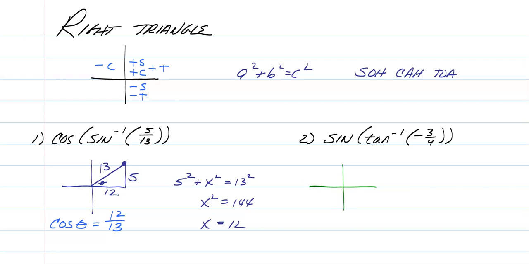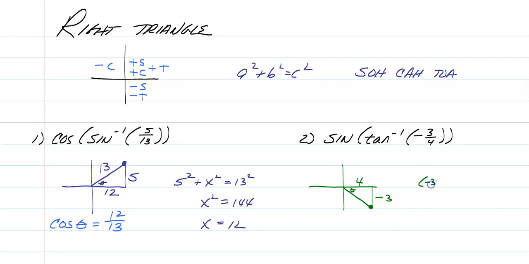Tangent is negative in quadrant 4, which means we're going to draw it down there. Our theta is always here. Tangent is opposite over adjacent, so this is where we have our negative 3 over 4. Just think in terms of y and x if you're confused on where the negative goes. Down is a negative. And now we're just going to do the Pythagorean theorem again.